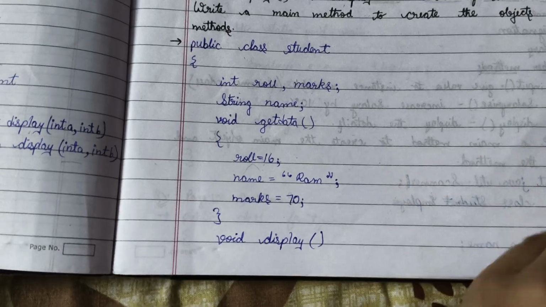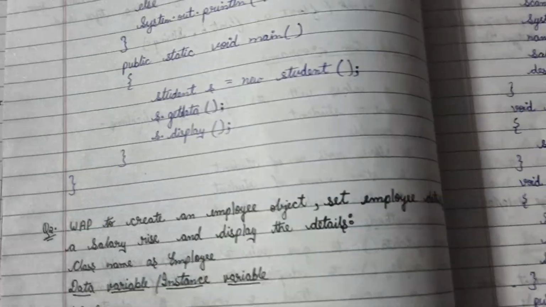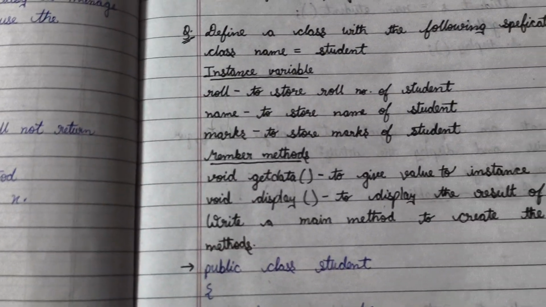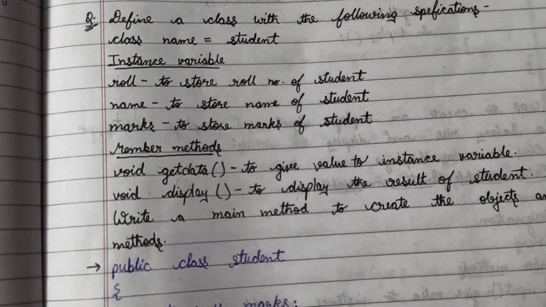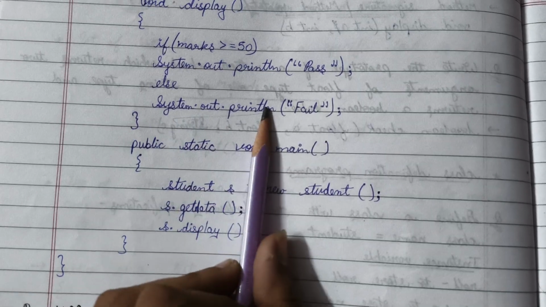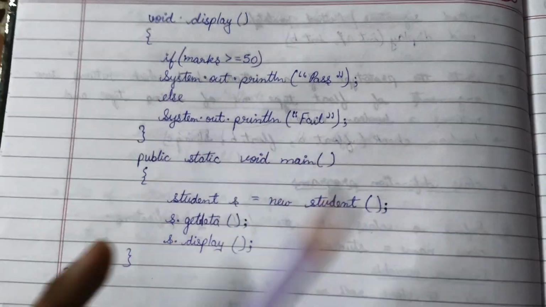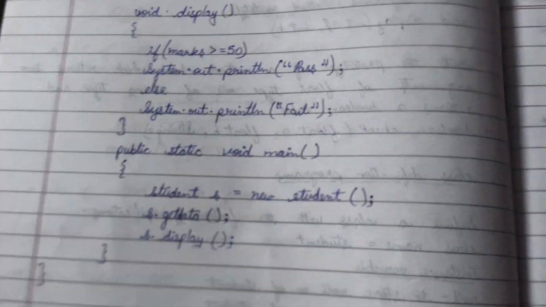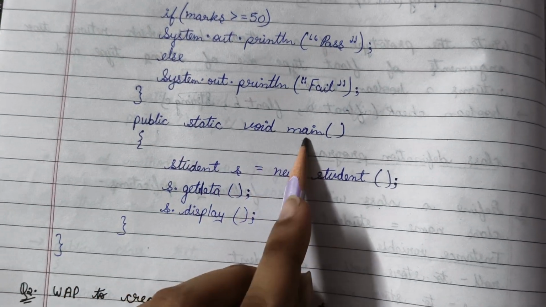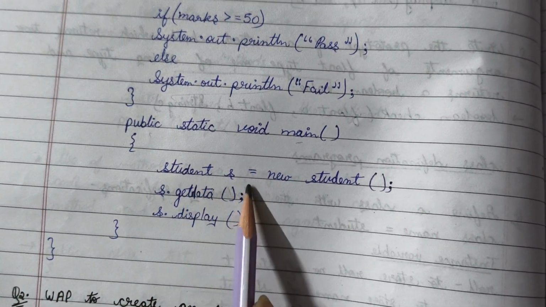So like this we have just displayed it, and there was actually one more thing that we have to display: the result of the student according to the marks, okay. So System.out.println fail and pass, there is a conditional statement, and then we have just created the public static void main method, we have called it. Then we have created the object.